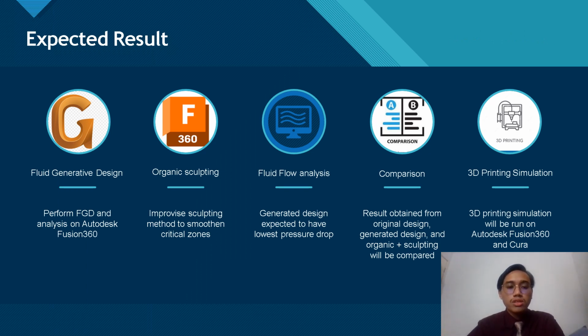Expected result. First, a fluid generative design. Perform FGD and analysis on Autodesk Fusion 360. Next, organic sculpting. An improvised sculpting method to smoothen critical zones. And the next, fluid flow analysis. The generated design is expected to have the lowest pressure drop. And the next, comparison: results obtained from the original design, generated design, and organic design after sculpting will be compared. And next, 3D printing simulation. The 3D printing simulation will be run on Autodesk Fusion and Cura.